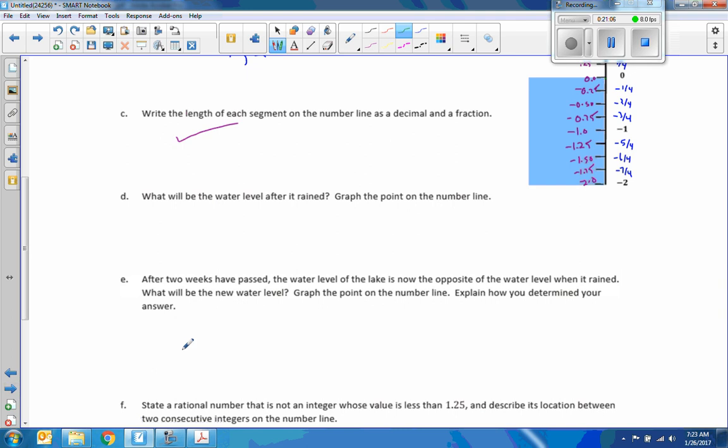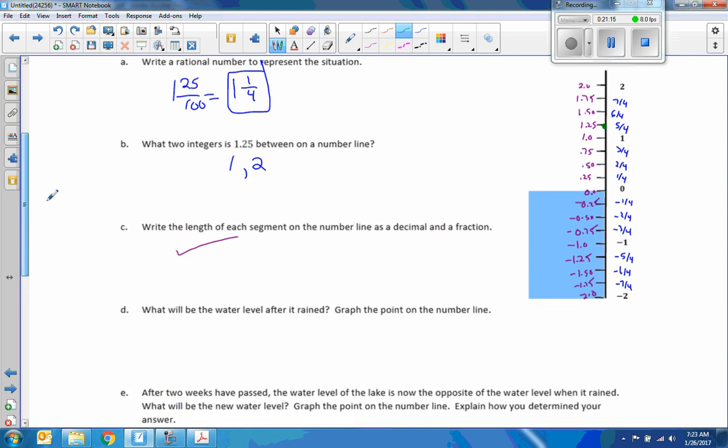E. After 2 weeks have passed, the water level of the lake is now opposite of the water level when it rained. So in other words, there was a drought, went a long time without water, and it evaporated and so forth. The fish drank the water, and so on. What will be the new water level? So if it rose 1.25, it went up this much, and then it has to drop back to the original, and then down another 1.25, so it went the other way, so we're at negative 1.25.